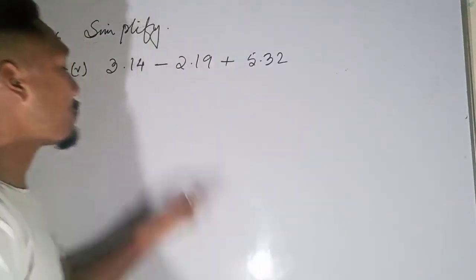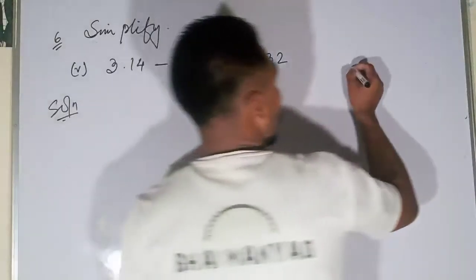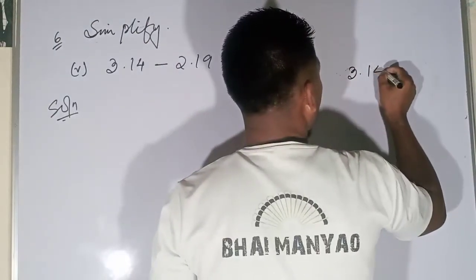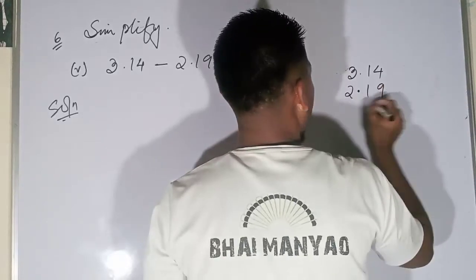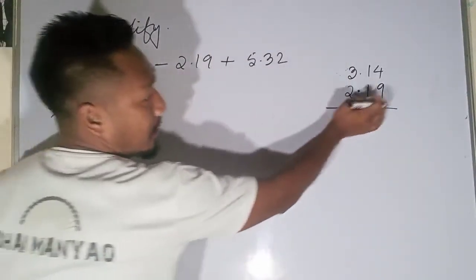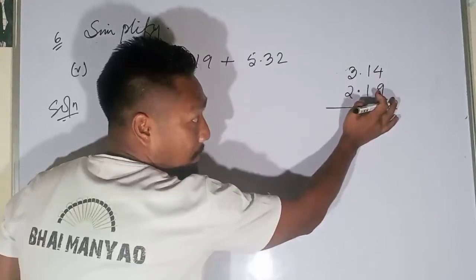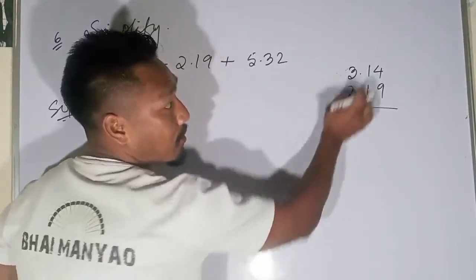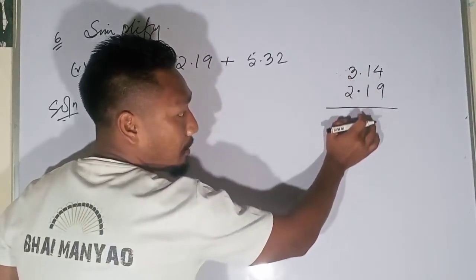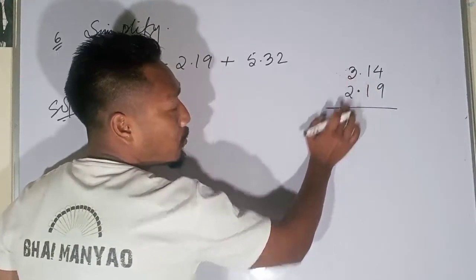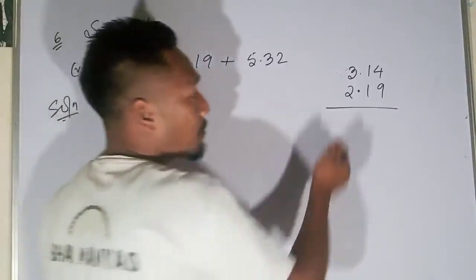First of all, I will subtract these two: 3.14 subtracted by 2.19. You see, 9 and 4 are on the same line, 1 and 1 are on the same line, because after the point we have two numbers, and here also we have two numbers. Then the point comes down in the same place. 3 and 2 are on the same line. So subtract these two.